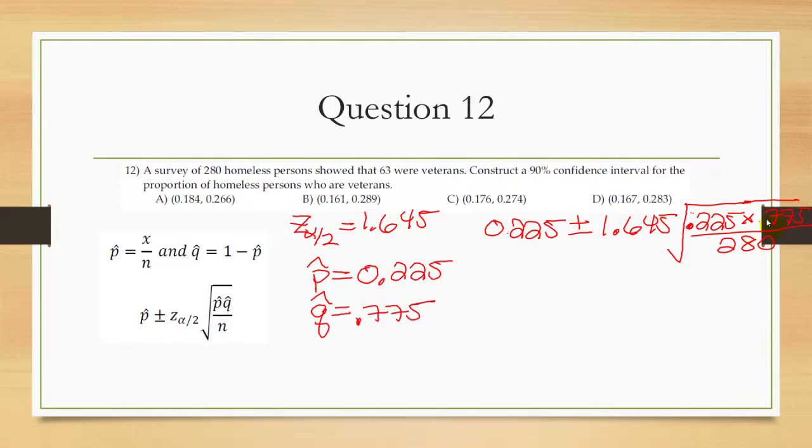So using my calculator, I'm going to do what's inside the square root first. So I'm going to do the square root of 0.225 times 0.775 divided by 280. Make sure all of this is under the square root. I get 0.024955, etc. I'm going to take that answer and multiply it by 1.645. And I get that the margin of error is approximately 0.041. So I get 0.225 plus or minus my margin of error, which is 0.041.